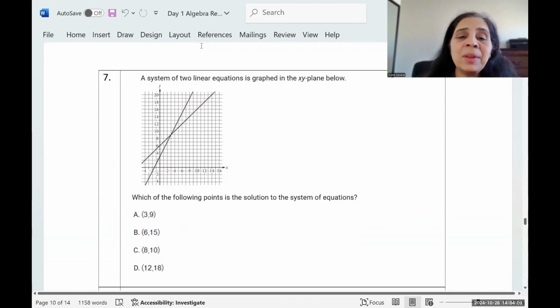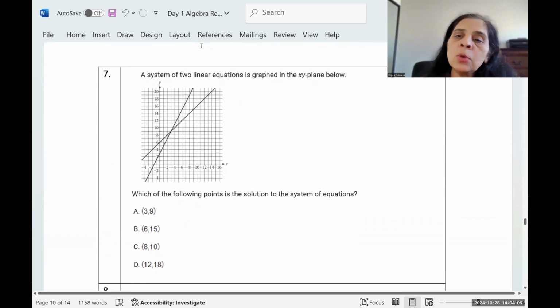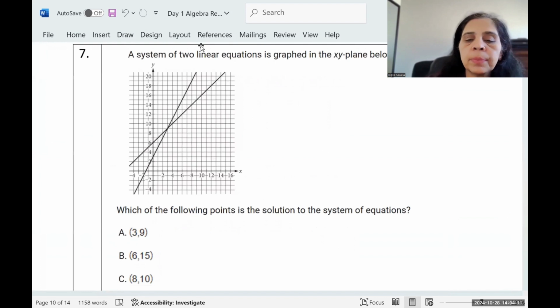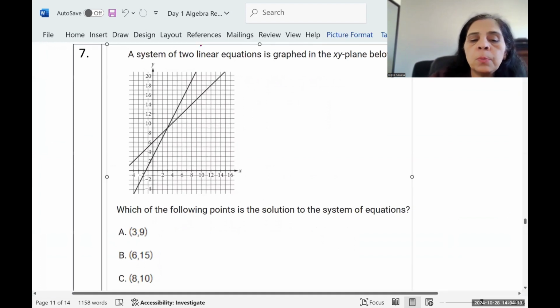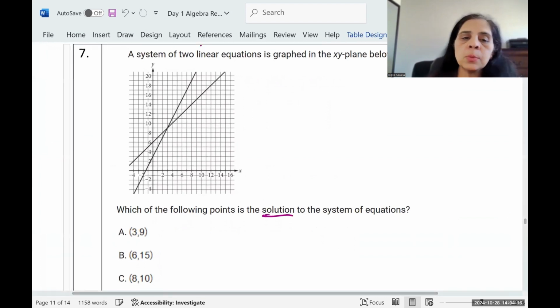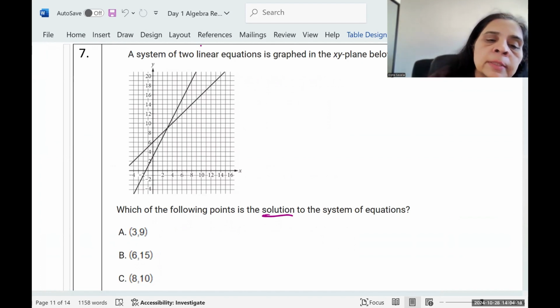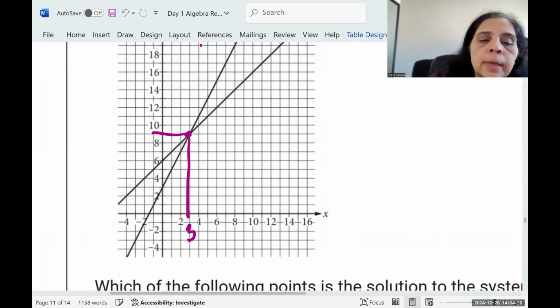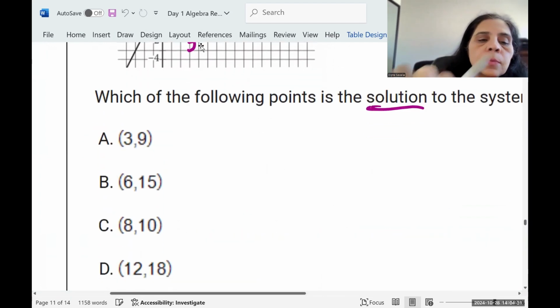All right. When we have graph, and we are looking for solution, that means we just need to find intersection point where they are intersecting. It says which of the following points is the solution. That means we are looking for intersection point. This is the point. So let's see what is coordinate here. X is 3. And what is Y? 9. So 3, 9, which is E. Very good.